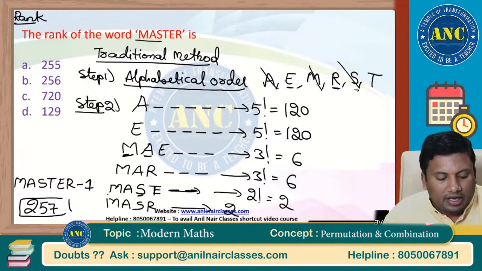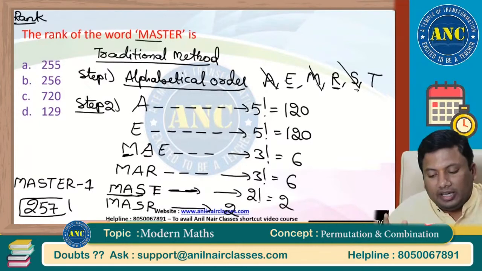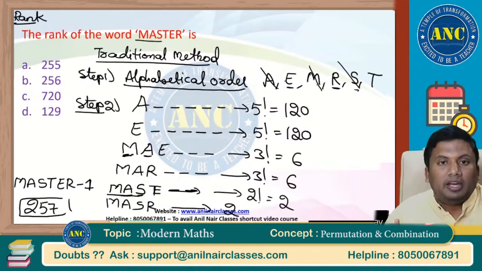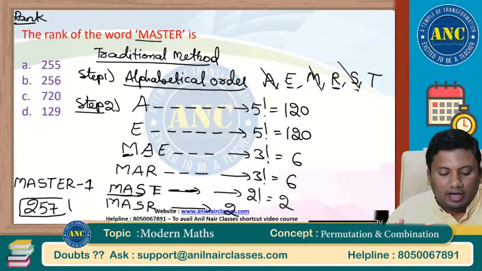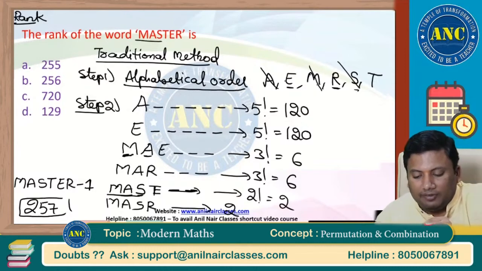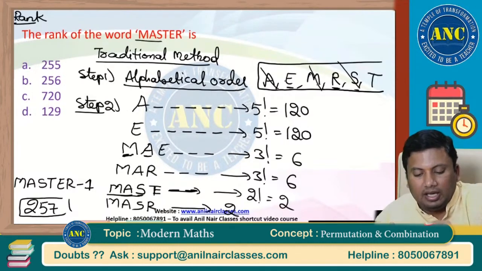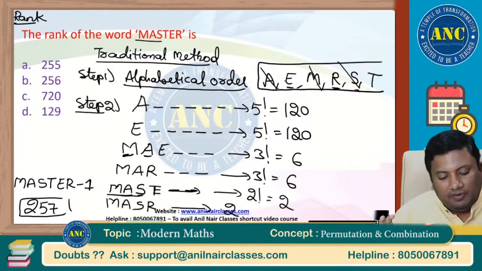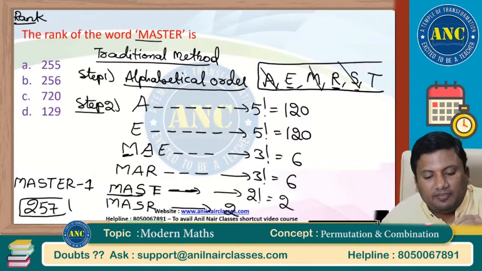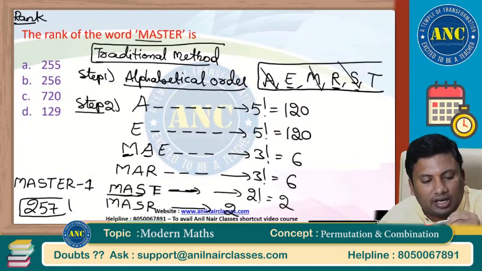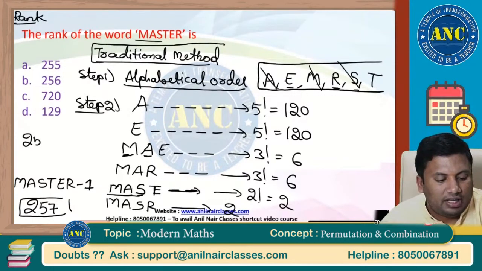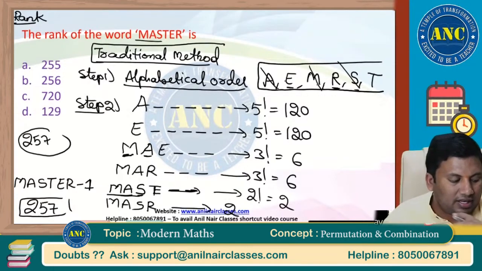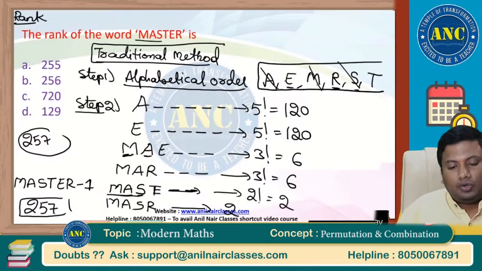S. MAS we want. After S, MAS, what is the first letter that will come? E. Remaining 2 letters, 2 factorial. After E, it is R. Don't forget this order. A-E-M-R-S-T. After E, which will come? R. Again 2. Again it is MASTER. This is a very time consuming traditional method. The rank of the word is nothing but 257.